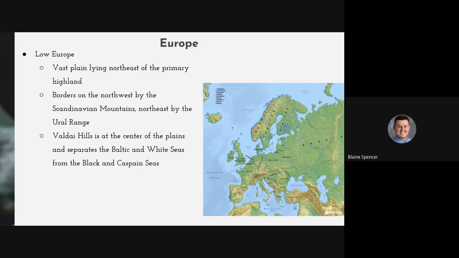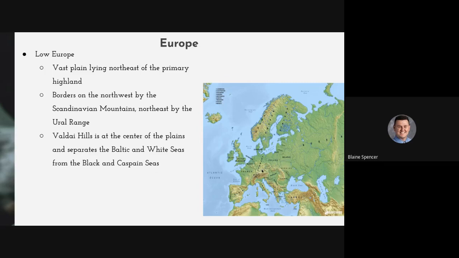Okay, Low Europe is the depression of Europe. Okay, so when we look at this, Low Europe is the vast plain lying northeast of the primary highland. Okay, so this region over here. Okay, so what's going to be the borders of it? So the borders northeast, northwest by the Scandinavian mountains. So here's Scandinavian mountains right here. So this is in the northeast.